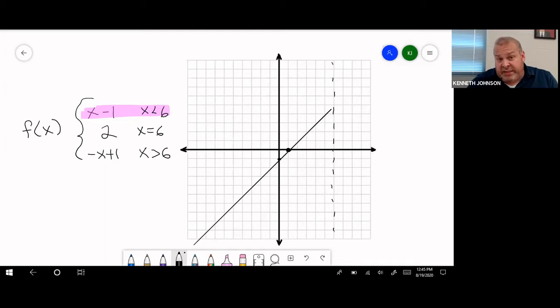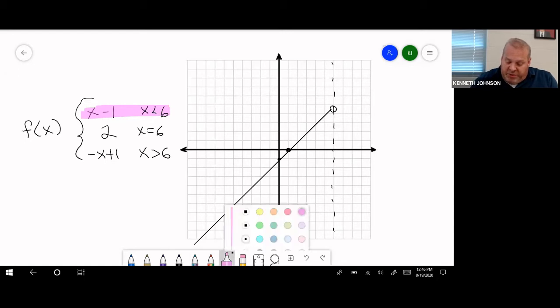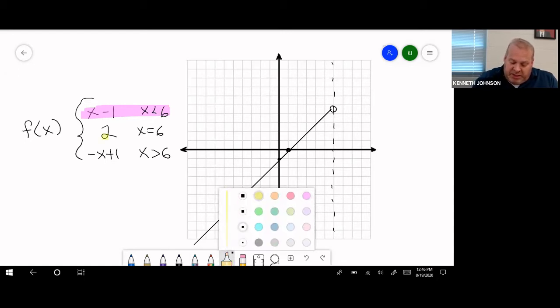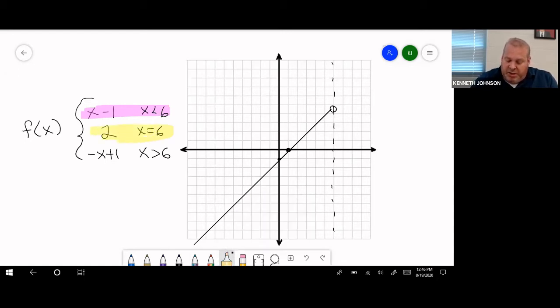Because at 6, the top function says x can't be 6. It can only be less than 6. So at 6, I'm going to put a hole, because you can't plug 6 into this first one. So then if I go to the second function, it says that when x does equal 6, I want y to equal 2. So I put a dot.